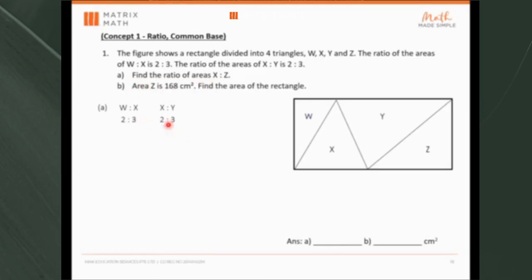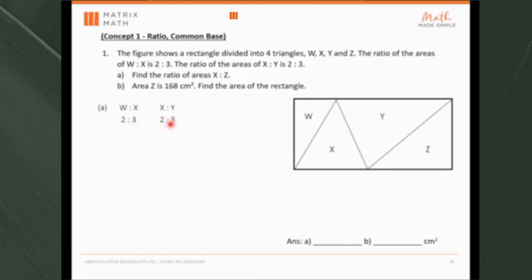Okay, so every time you have more than one set of ratio, you need to remember to find a common base. So what is the common base between these two ratios? It's quite straightforward. You can see that both of the ratios have X. So you want to make X the same. That's the very first thing you need to do.